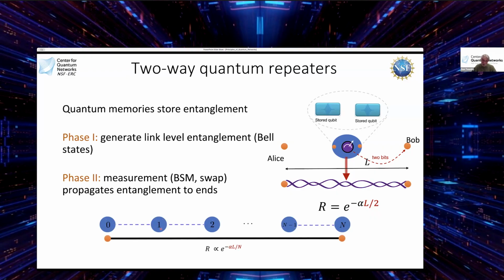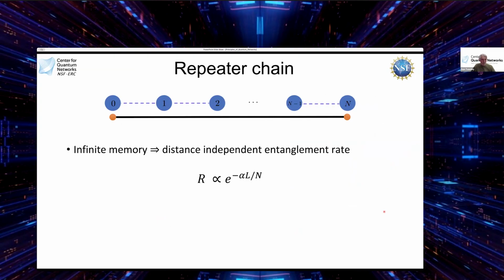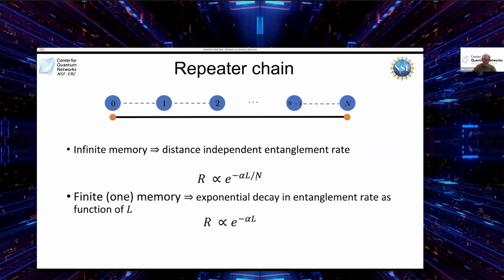And what this suggests is, well, we should put lots and lots of repeaters in between. And in principle, we could really reduce the decay rate and make it as small as we wanted. Now, the problem is that each of these nodes has to perform these Bell state measurements, and those measurements introduce noise. Okay, but in principle, if you have lots of memory, you can get essentially distance-independent entanglement rates by just adding more and more repeaters. If you only have one memory per repeater, it turns out in that case, you still get the exponential decay.